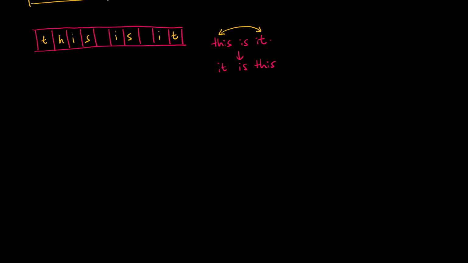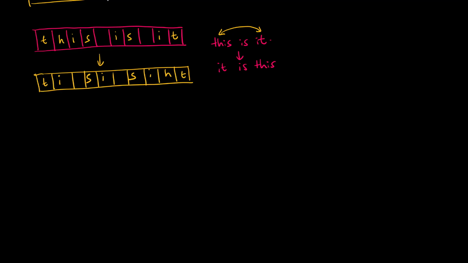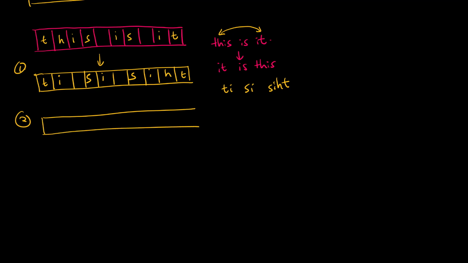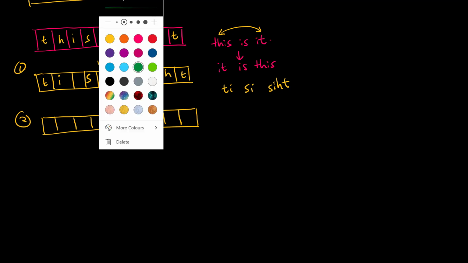We'll have to do two passes. The first pass is to reverse all the characters, so we get to this place, which reads "ti si siht". That's step one. Step two: for each of the words, reverse them. So you see, we're just applying the same reverse principles that we learned, and then extending that to the solution.